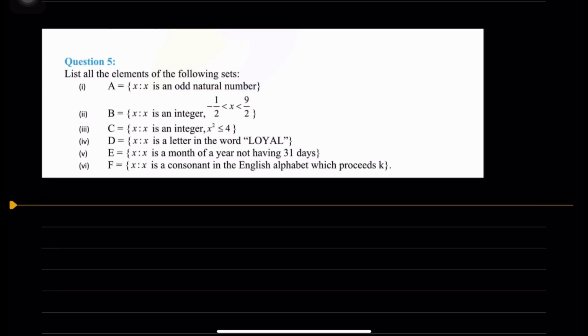List all the elements of the following sets. So we have to write what are all there in this set. So therefore the first one is given as A equal to x such that x is an odd natural number. Odd natural number, you know that you can name this, it is already given. A is equal to odd natural number. Odd number starts with 1. 1 is an odd number, so natural number it is. So 1, 3, 5, 7, 9 and so on.